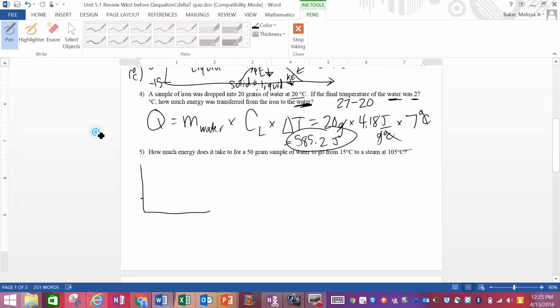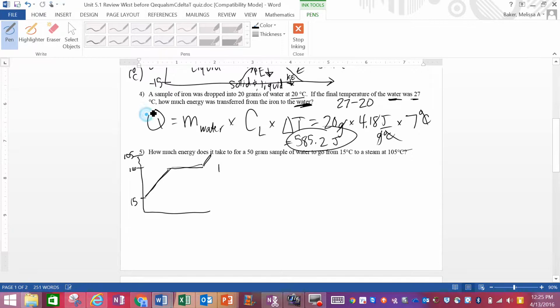We're starting at 15 degrees Celsius. Water is a liquid. And it's going to heat up until it hits 100 degrees Celsius. Then there's going to be a plateau as it boils. Then it's going to heat up till the problem asks us to go to 105 degrees Celsius. So we've got 3 lines here. That means we're going to need 3 equations.